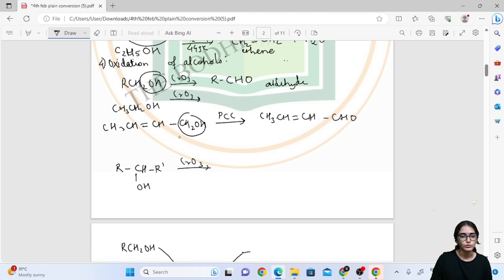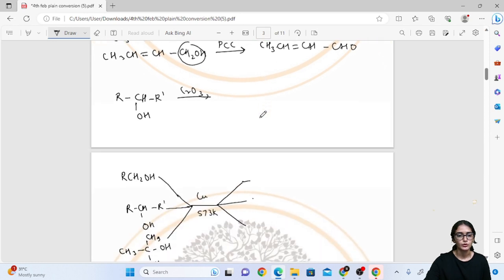Okay, so as an example of the first one I will write CH3 CH2OH, that is ethanol, in presence of CrO3, that is chromic oxide. We will get CH3 CHO. Okay, so here from ethanol we will get ethanal. Yeah, so here also we will get an aldehyde in presence of pyridinium chlorochromate.